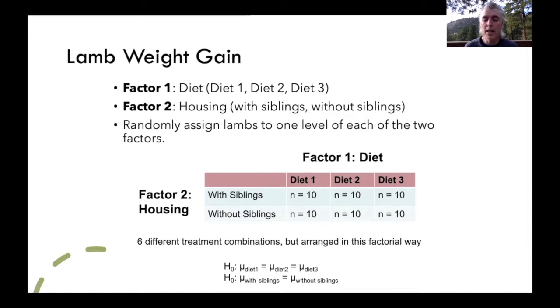In this example, let's say we assign 10 individuals to each of these 6 different treatments. So now we've got 6 different treatment combinations arranged in this factorial way, where we can test 2 different null hypotheses at the same time. The first null hypothesis is that all of the diet means are equal to one another. And the second null hypothesis is that the housing means are equal to one another.